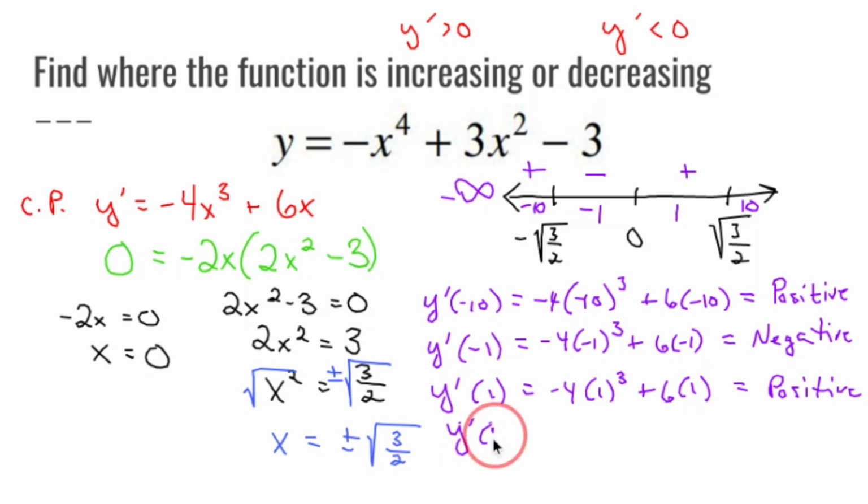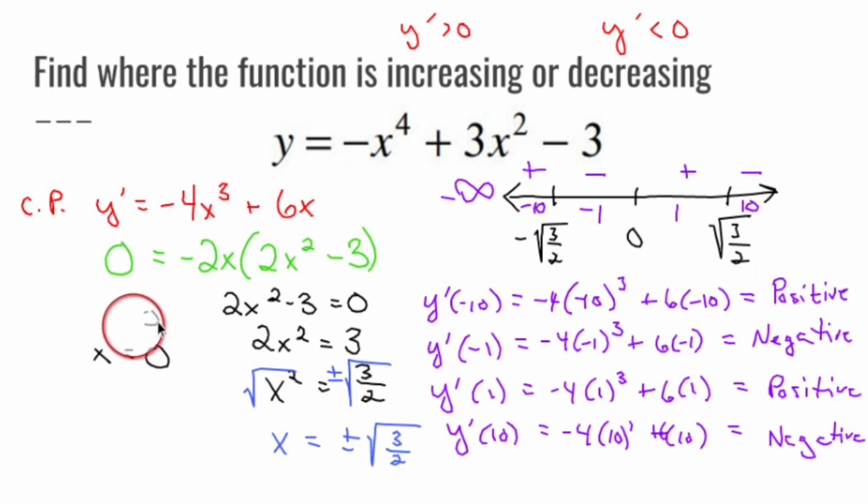Last but not least, let's plug in 10. 10 tells me what's happening after the square root of 3 over 2. So negative 4 times 10 cubed, which becomes 1,000, plus 6 times 10. 1,000 times negative 4 is negative 4,000. Negative 4,000 plus 60 is still going to be negative, so it stays negative. Boom. All right, now I hate it, but we need to get rid of this to give ourselves some space.